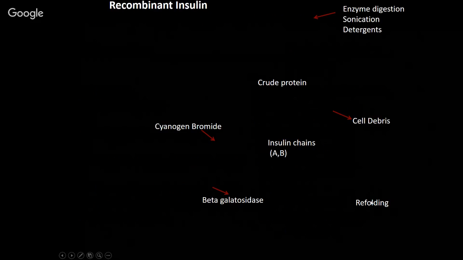All these things happen when we talk about a particular product called recombinant insulin. And then finally, you need to do a lot of purification so that you get your product at very high purity, because we are talking about a pharmaceutical product which is going to be used by humans.